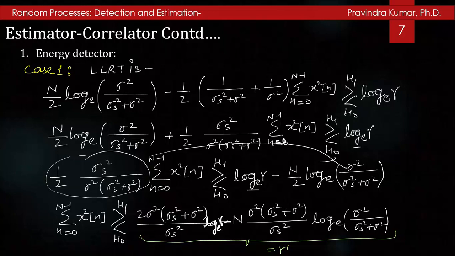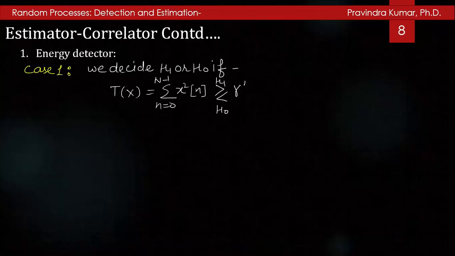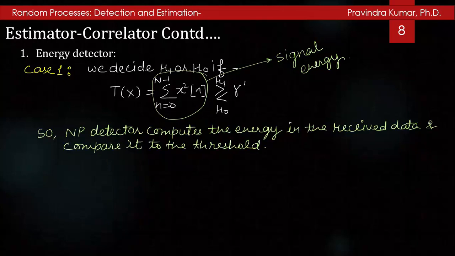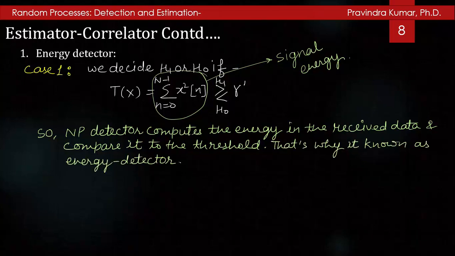Now we decide H1 or H0 with test statistic T(x), which is summation n=0 to n minus 1 x square n greater than or less than threshold value gamma dash, and this is the energy of the signal. So the energy detector computes the energy in the received data and compares it with the threshold, so it is known as energy detector. If the signal is present, the energy of the received data increases.